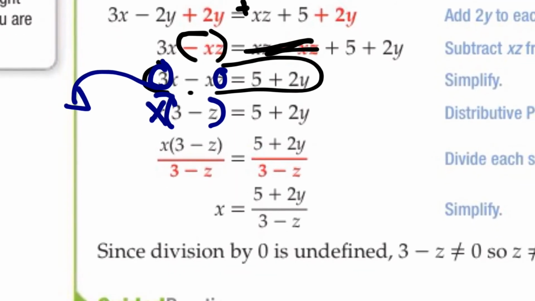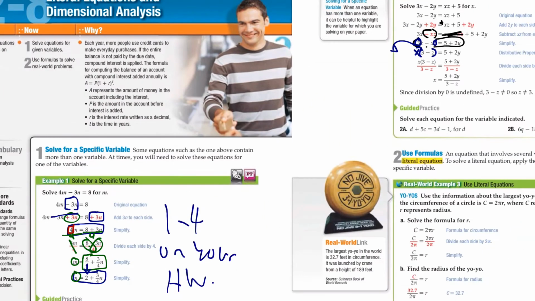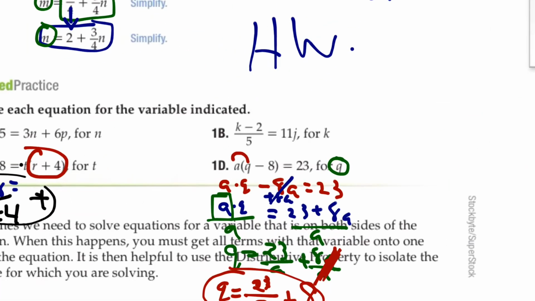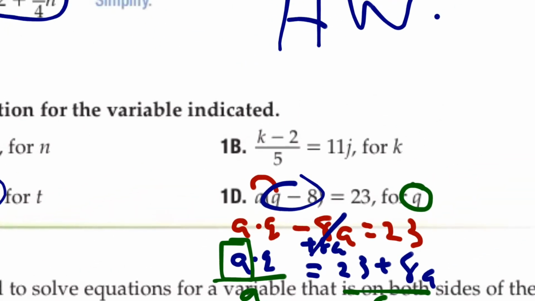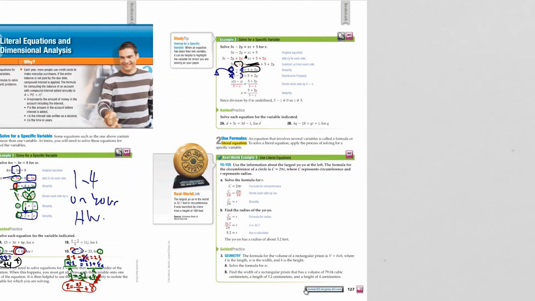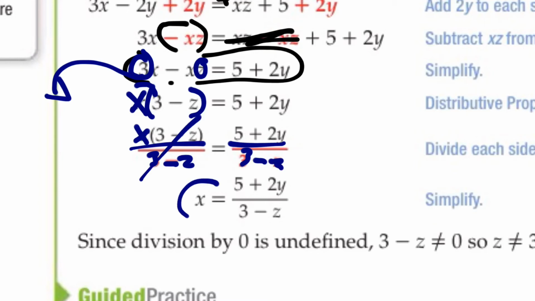Now I'm good. Now what can I do? I can do what I did over here in these problems. See? I divided it. I can do now the same thing. So what I'm going to do is, to get x by itself, I divide by 3 minus z. And now that cancels, and I get x equals 5 plus 2y over 3 minus z.